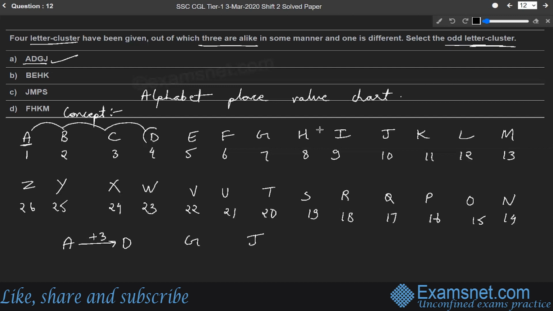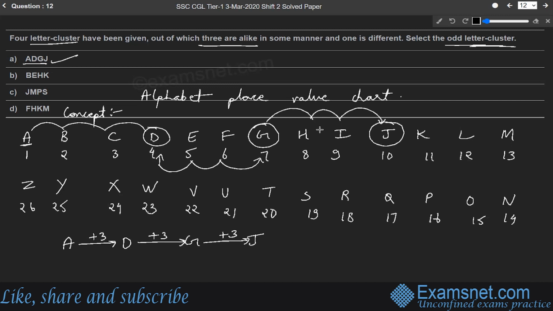So A plus 3 gives D. Then D plus 3 gives G. D is present in the fourth position. D plus 3 means 4 plus 3, so 1, 2, 3. So 4 plus 3 gives the alphabet G. Then G plus 3 will give J. So G plus 3 will be 1, 2 and 3. So you can see that G plus 3 is J. So the concept here is plus 3, plus 3, plus 3 and plus 3. Means you have to add plus 3 to every alphabet.